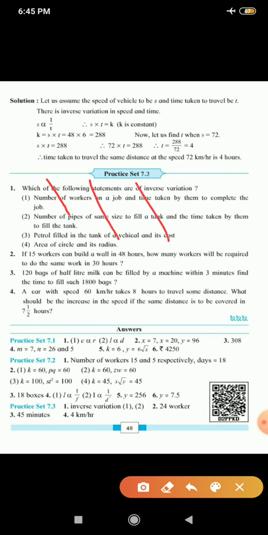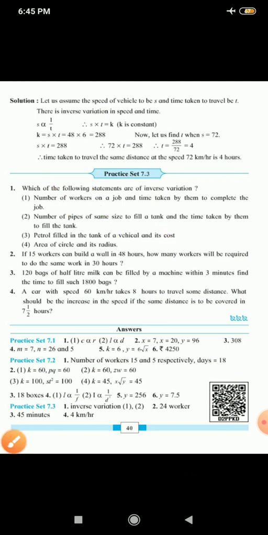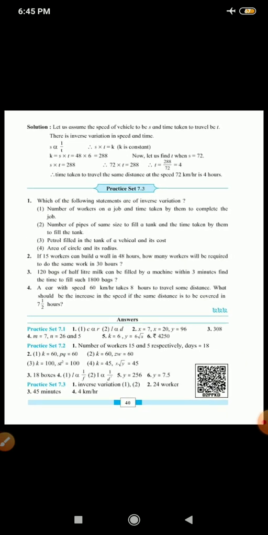Now the second one: if 15 workers can build a wall in 48 hours, how many workers will be required to do the same work in 30 hours? Let us go to the next page where we can solve the problem.